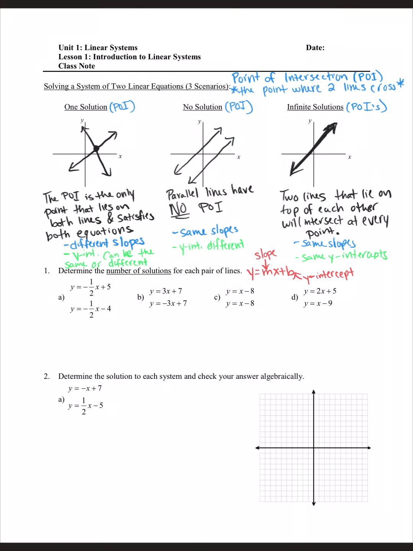For our first equation, our slope is the m value, so it's the value in front of our x. It looks like the slope for the first equation is -1/2. That's the slope for the second one as well. So in this case, they have the same slopes. And then if we look at our y-intercepts, we have a y-intercept of 5, and we have a y-intercept of -4. So that tells me that we have different y-intercepts.